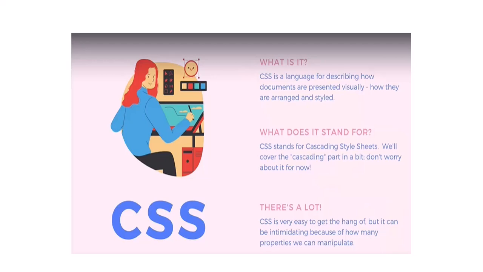CSS will basically style the selectors and elements of the HTML. So what type of color we want to have in our websites, like button color, text color, etc. We can set the sizes, borders, etc. using CSS. So CSS stands for Cascading Style Sheets. We will cover the cascading part in a bit.